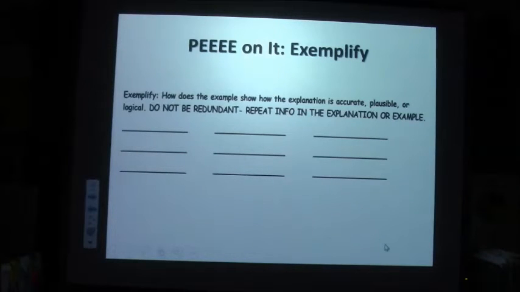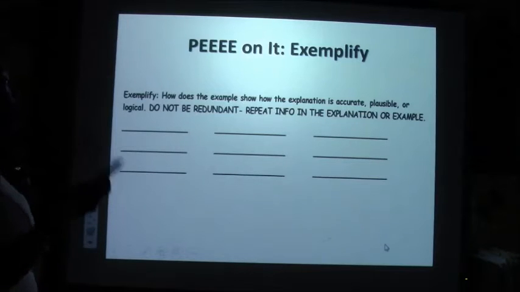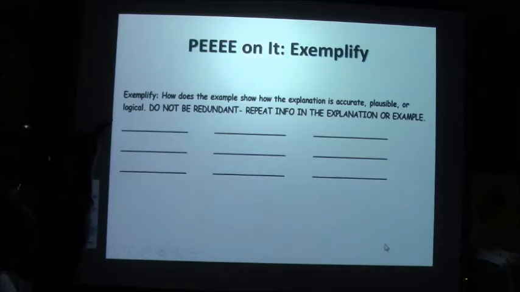And I can't be redundant. Redundant is a bad word in writing. We don't want to say the same thing over and over. We might want to reiterate something. We might want to add emphasis to something, a statement, an idea, a situation. But we do not want to be redundant. We don't want to be going around in a circle looking like a crazy person, okay? Or sounding like one. So not to be redundant, but we do want to make a connection. So how is the example showing, supporting what I said in my explanation?